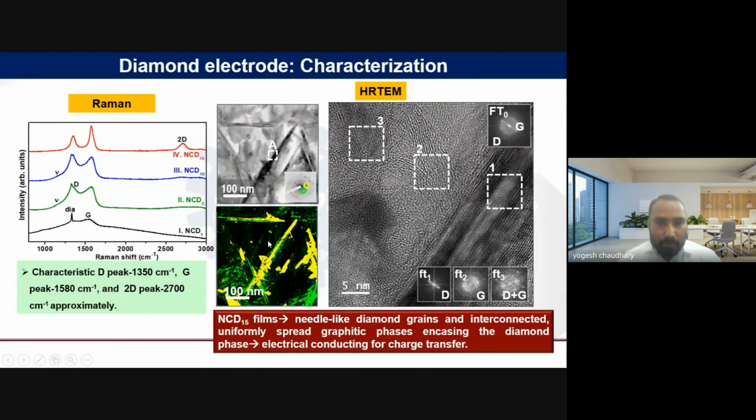Here, from this dark field pattern, we can see that the yellow colored needle-like structures are of diamond, which is encapsulated by the graphitic phase shown in the green color. So from this HRTEM, we have confirmed that the hybrid graphitized diamond electrode is synthesized, and this graphitic carbon is responsible for the high charge transference.